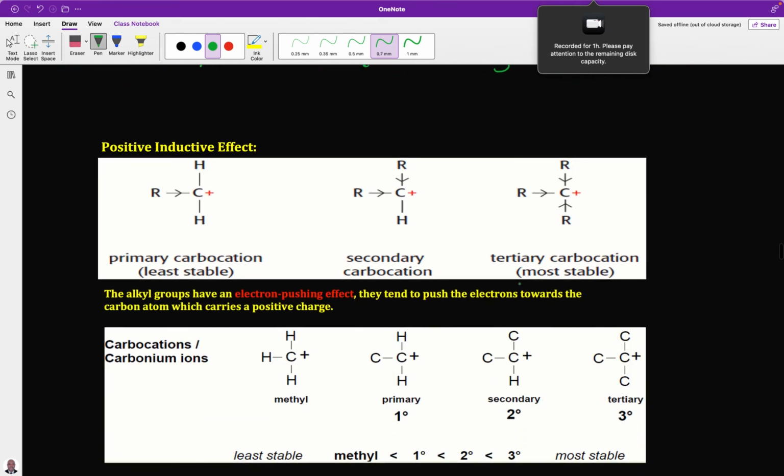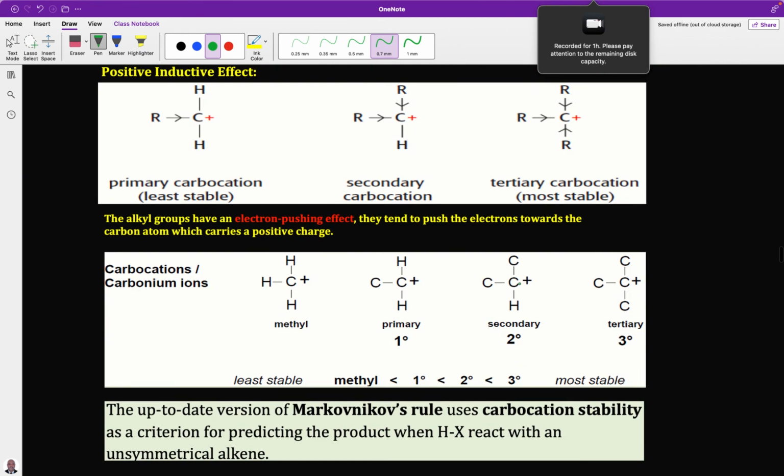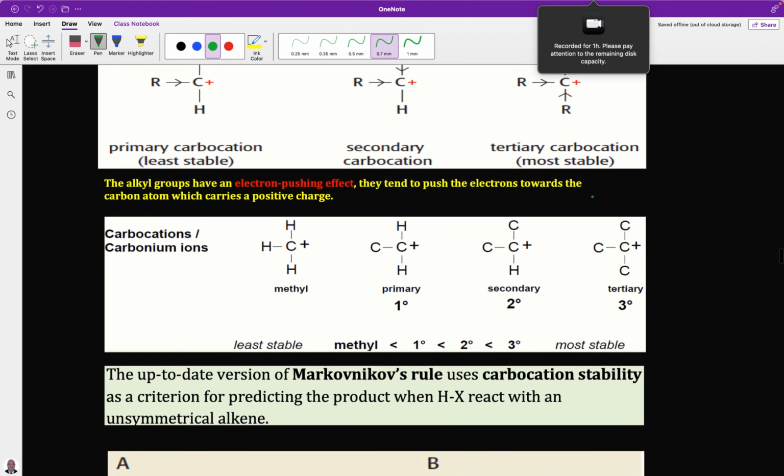So that is why you can see them here illustrated in this form. This is the least stable, and this is the most stable. The alkyl group is the methyl group here, being substituted by the different carbon atoms.